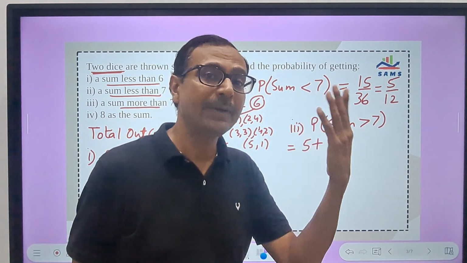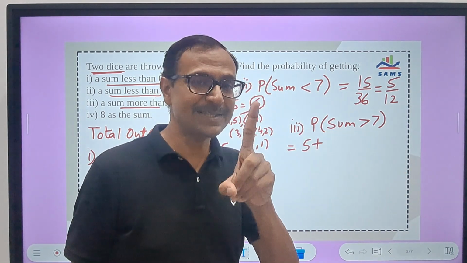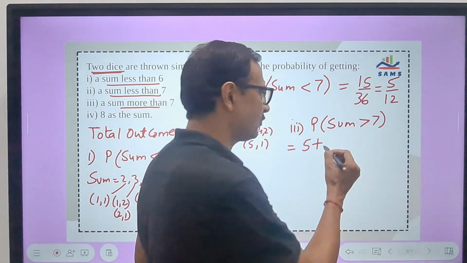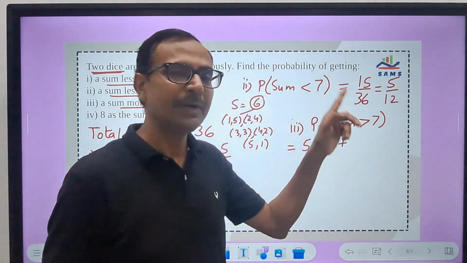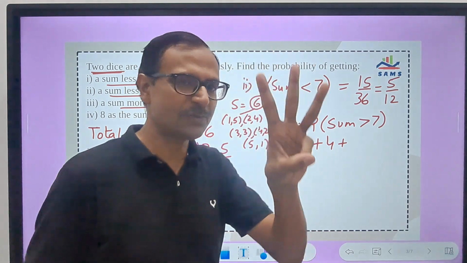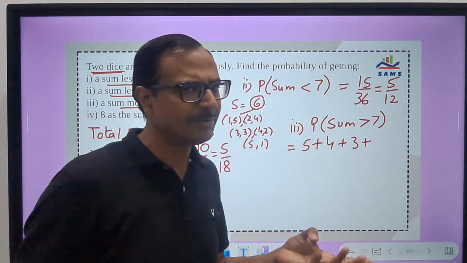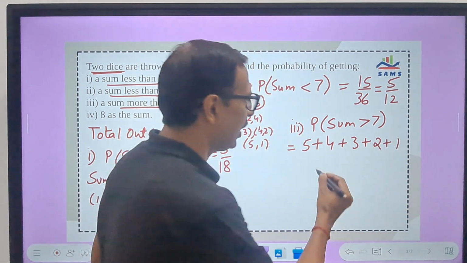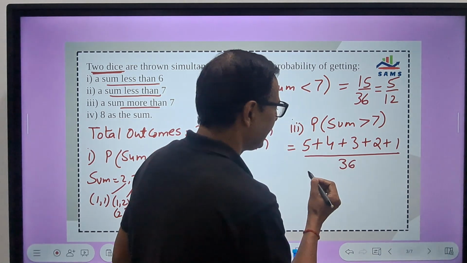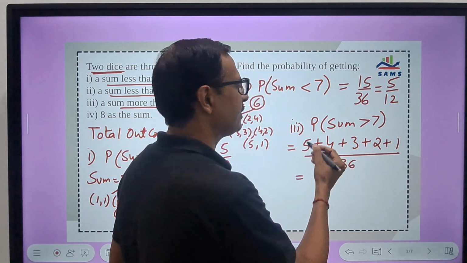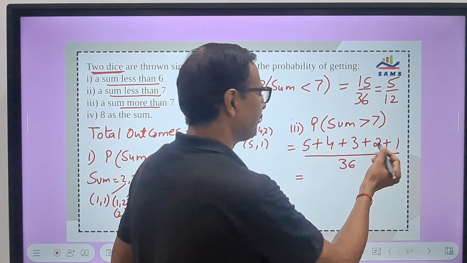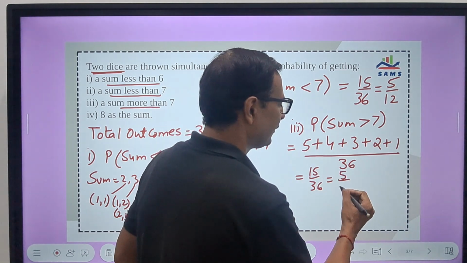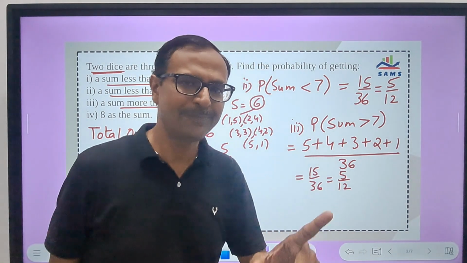Now move on. Sum 9. Sum 9 starts with 3, 6. 3 plus 6 is 9. 4, 5, 5, 4, 6, 3. So 4 cases. Sum 10: 4, 6, 5, 5, 6, 4. 3 cases. Sum 11: 5, 6, 6, 5. 2 cases. And sum 12 only 1 case, 6, 6. Out of a total of 36 cases. And therefore your answer for this part will be 5 plus 4 is 9, plus 3 is 12, plus 3 is 15. 15 by 36, and that is 5 by 12. So the answer is 5 by 12.